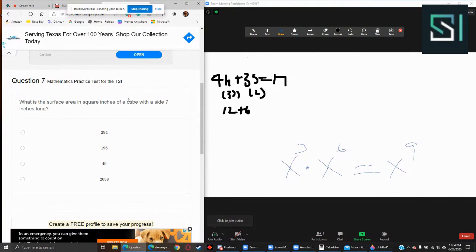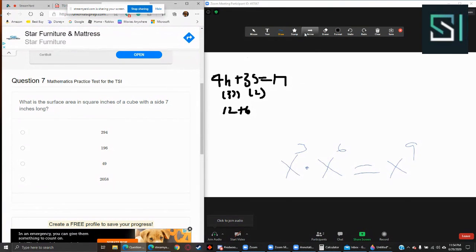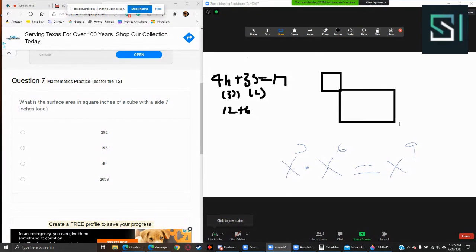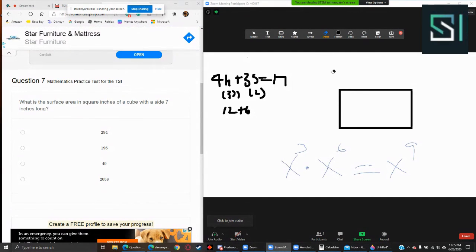Surface area in square inches of a cube with the side. So a cube is what? Length times width times height, right? And surface area would be basically... Do you remember the formula? It's a pretty straight formula for the surface area of a cube. You add up all the sides basically, right? With the 2, right? Or no, not with the 2.